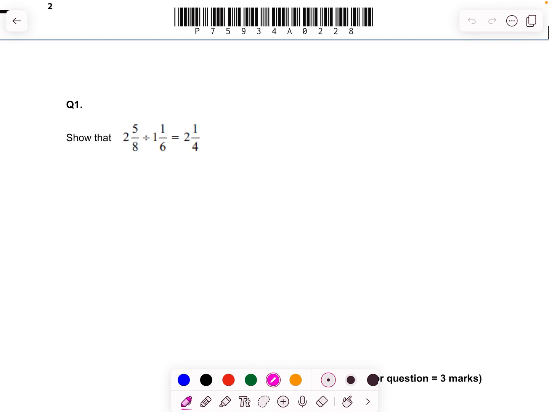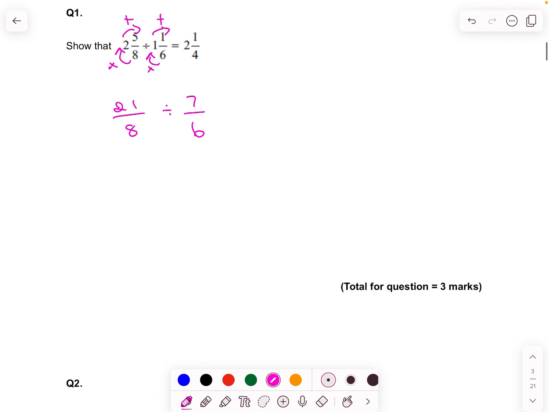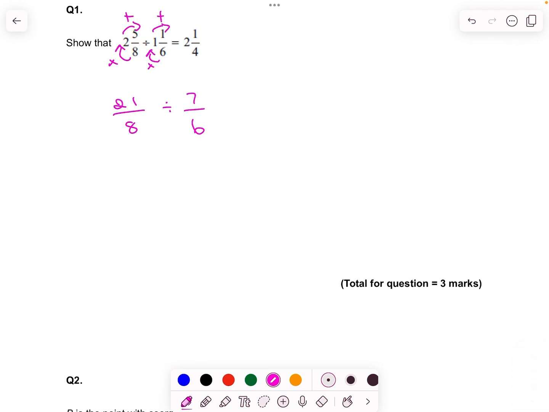Right, you got 1 mark for turning this into a top heavy fraction. So hopefully most of you remembered how to do that. 2 times 8 is 16, plus 5 is 21. So 21 over 8. 1 times 6 is 6, plus 1 is 7. So 7 over 6. So you've got 1 mark for that. Then leave it, change it, flip it, or if you like cross multiplying, that is fine. So 21 over 8 multiplied by 6 over 7, which gave you 126 over 56.